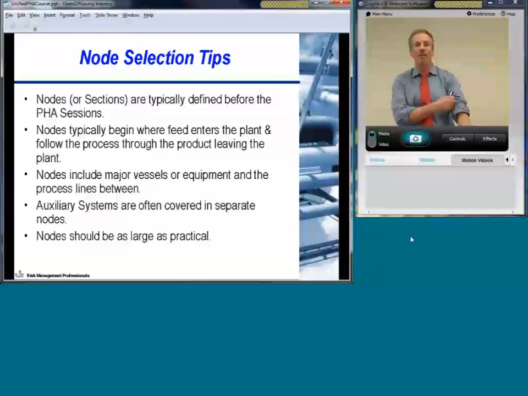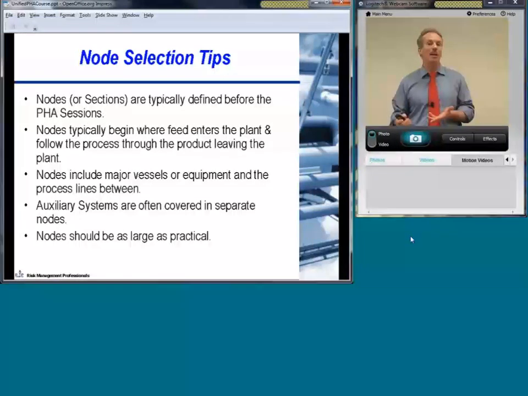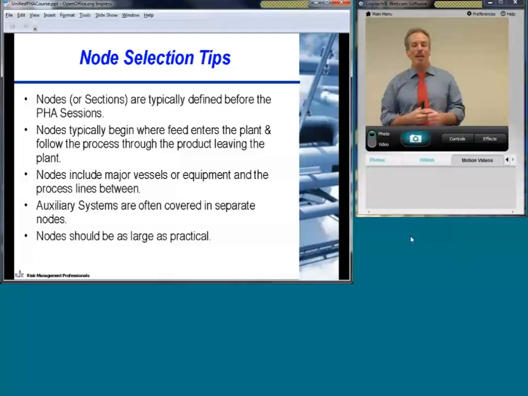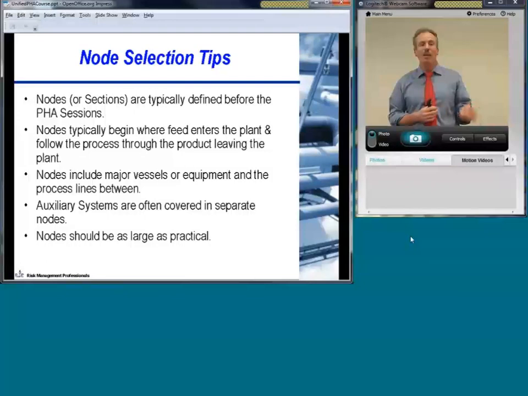The key thing is a lot of times the team isn't very experienced in doing the HAZOP study. And as a trained facilitator, you know what to expect and how to set it up properly so it can be effectively revalidated later. Nodes typically begin where feed enters the plant and follow the process through to the product leaving the plant. Nodes include major vessels or equipment and the process lines between.